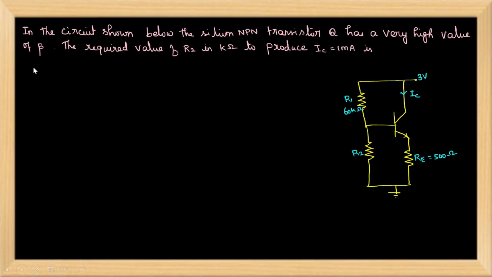So next problem is, in the circuit shown below, the silicon NPN transistor Q has a very high value of beta. Find the required value of R2 in kilo ohm to produce IC equal to 1 milliamp. Okay, in this problem also it is given that beta has a very large value. That means IB is negligible, approximately equal to 0, and we can take IC equal to IE.